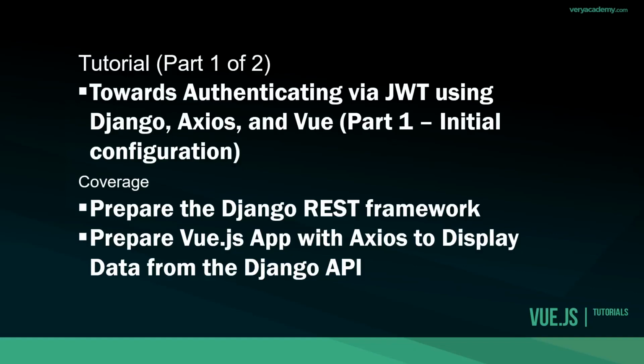Hello and welcome. In this tutorial, I will take you through the steps, first building a Django RESTful API using the REST framework and configuring CORS. Then we will work through building a Vue application using Axios to display data from our newly created Django REST API. So this tutorial represents part one of two tutorials working towards authentication via JWT using Django, Axios, and Vue.